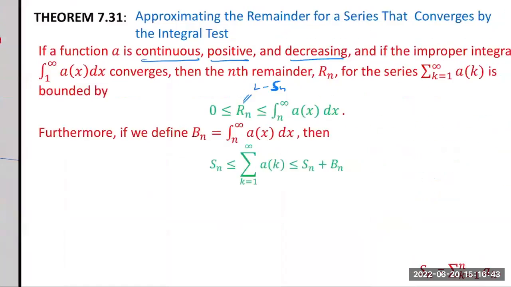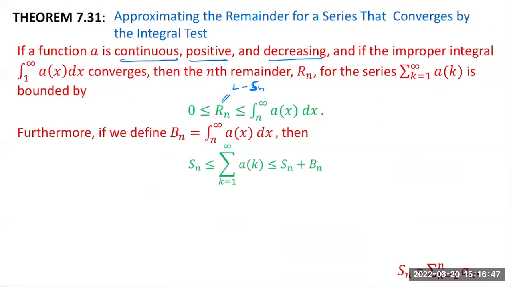All right, let's move on. Next, we have this theorem, which states how to approximate the remainder of a series that converges by the integral test. Here is what the theorem tells us. If a function a is continuous, positive, and decreasing, the same criteria that we were using in the integral test, and if the improper integral from 1 to infinity of a(x) dx converges, then the nth remainder Rn, for the series k goes from 1 to infinity of ak, is bounded by this quantity.